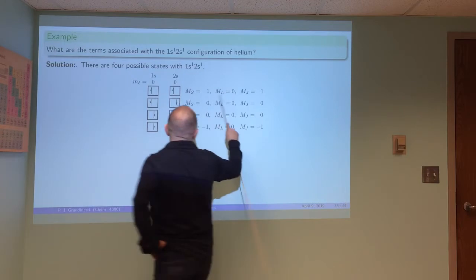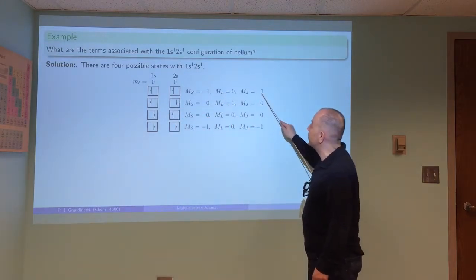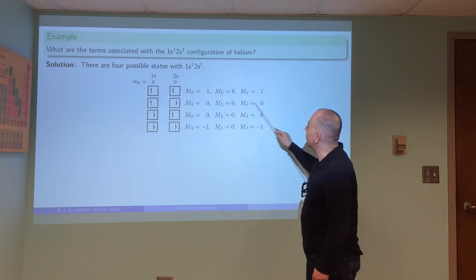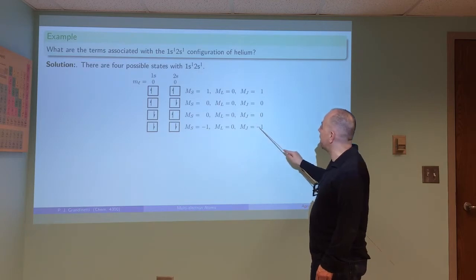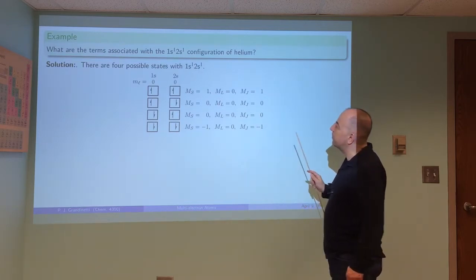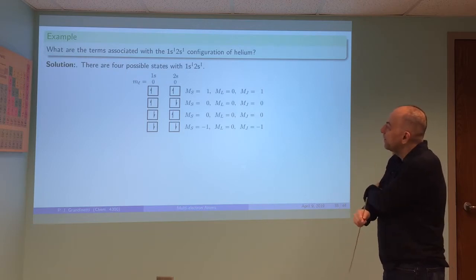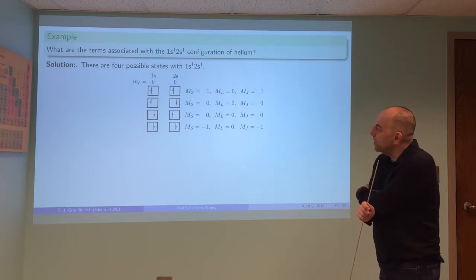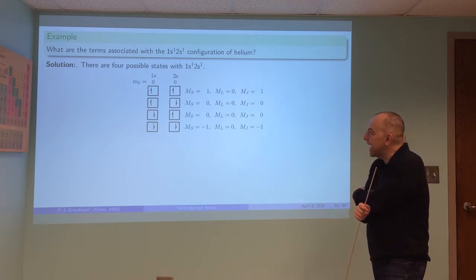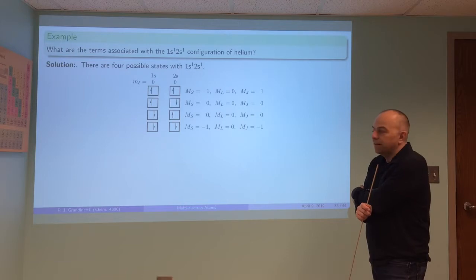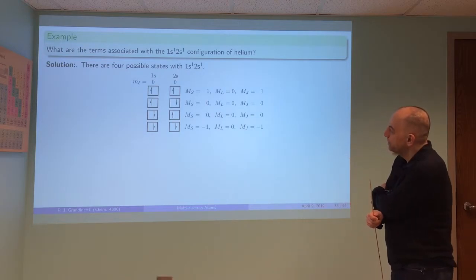And then we can add these up to get the M sub J's. So we have 1 plus 0 equals 1 for M sub J. 0 plus 0 equals 0. 0, 0 gives you 0, and minus 1 and 0 gives you minus 1. So here are our possible values of M sub S, M sub L, and M sub J. Now, here's the question. What are the values of capital L, capital S, and capital J, all of the possibilities that would give you this result?